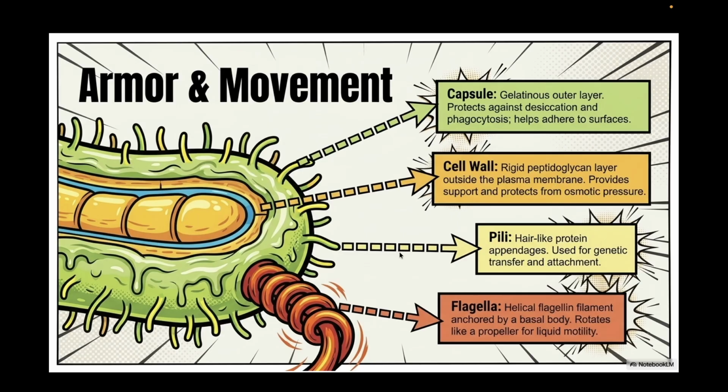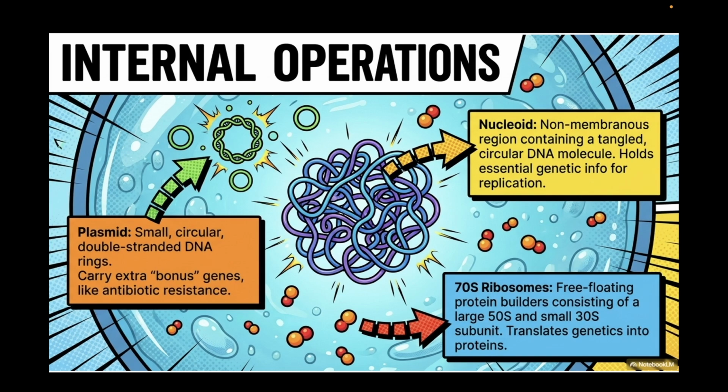Apart from these, there are pili, which are hair-like protein appendages that help in transfer of genetic material to other organisms. The next is flagella, which is made up of flagellin protein, anchors to the basal body and gives mobility to the bacteria or prokaryotic cells.